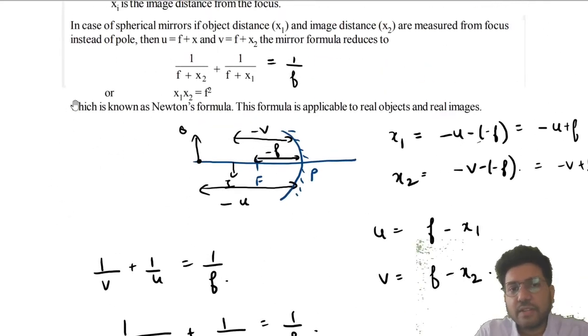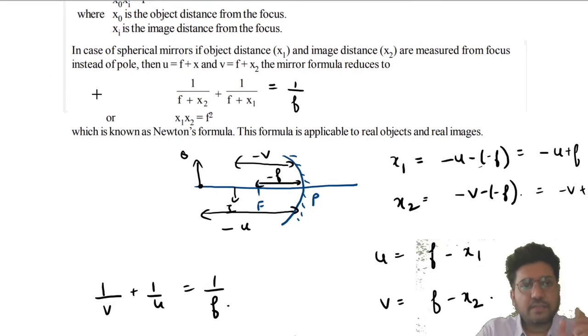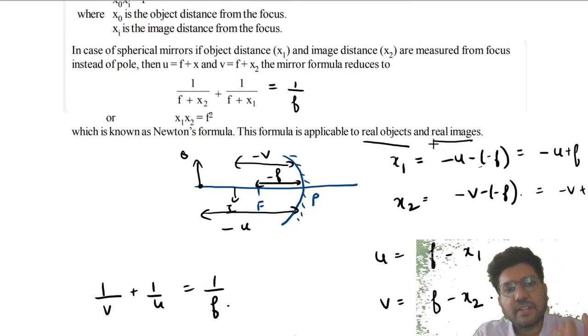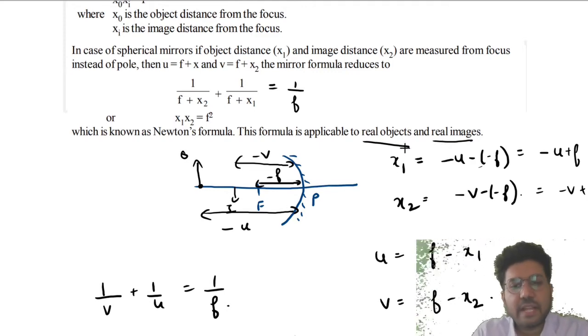I have derived only for real image and concave mirror. But yes, this formula is applicable only for real objects and real images. Only in cases when real images are formed, only in that case you can use this x1 x2 is equal to f square.